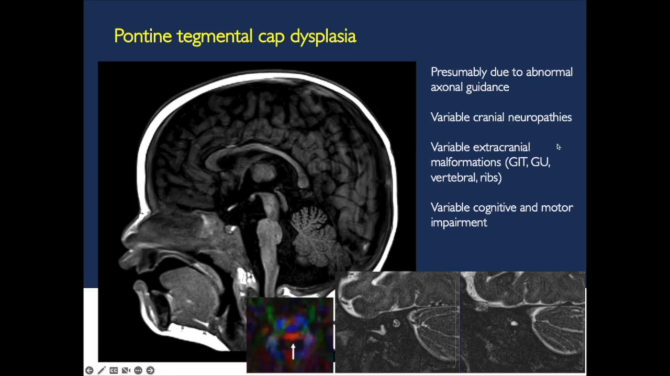Patients typically present with hypotonia, pyramidal and cerebellar signs, and multiple cranial nerve deficits, such as in this patient as well. And they can also have other malformations, cardiac, gastrointestinal, genitourinary, and skeletal, especially the ribs can be abnormal in these cases.